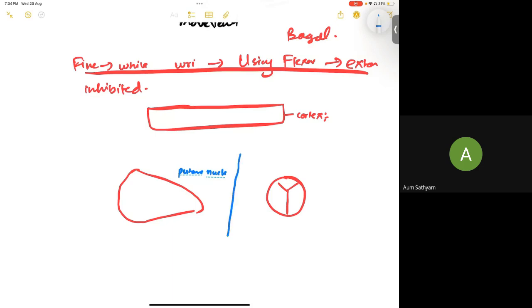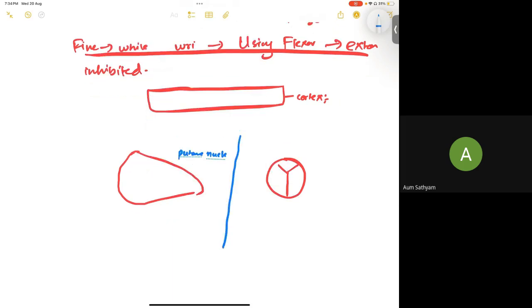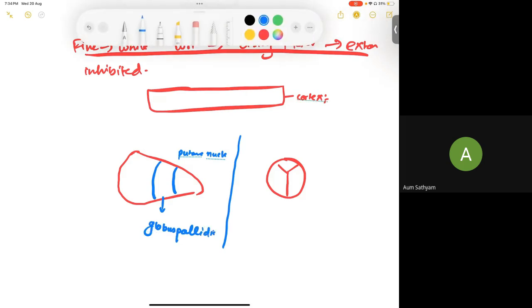Here we are going to have your internal capsule. Just keep that in mind. This is your putamen nucleus, and further we have two other components known as globus pallidus. So we have two globus pallidus: globus pallidus externus, this is your externus, and globus pallidus internus. And this is your thalamus. We already know that. Okay, so let's discuss how the signals come from your cortex.